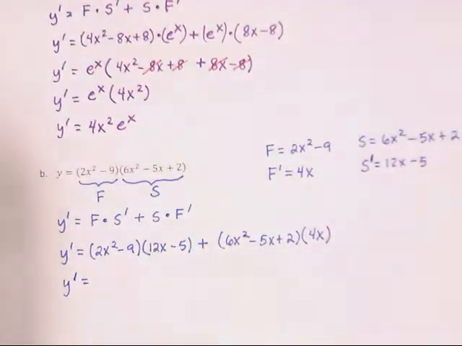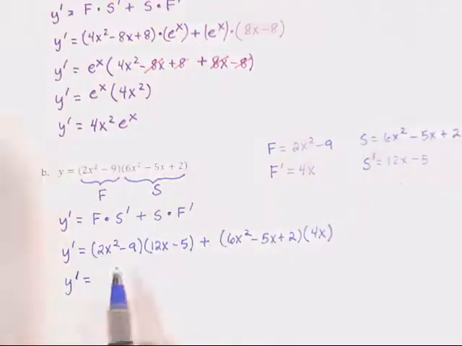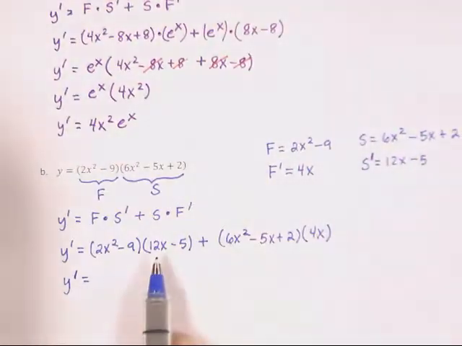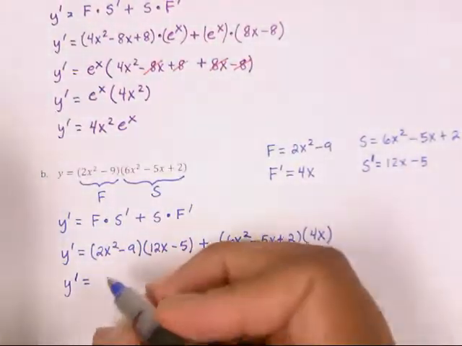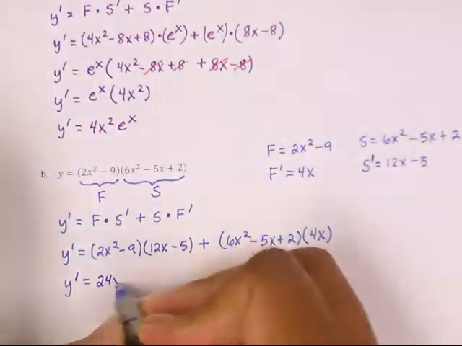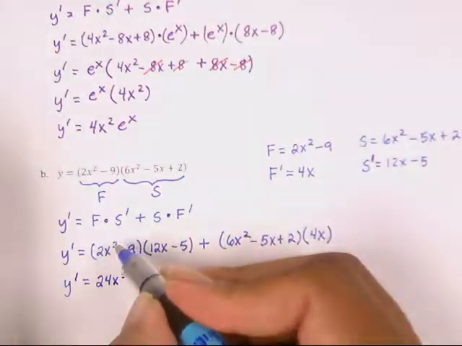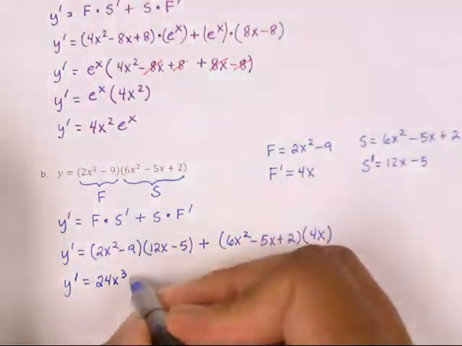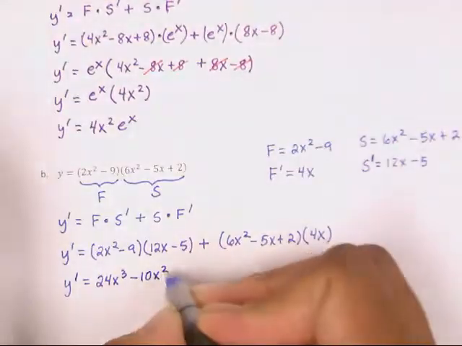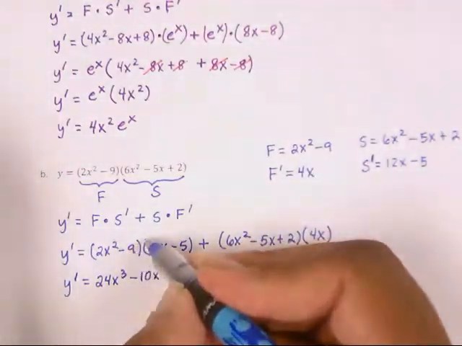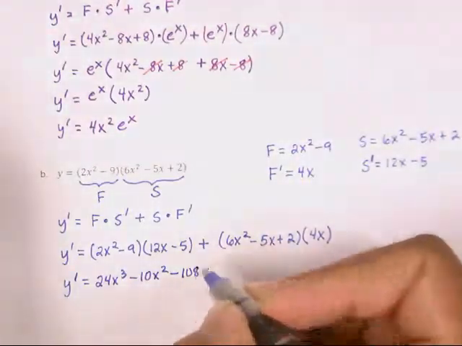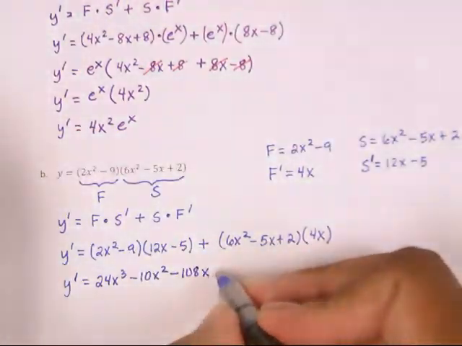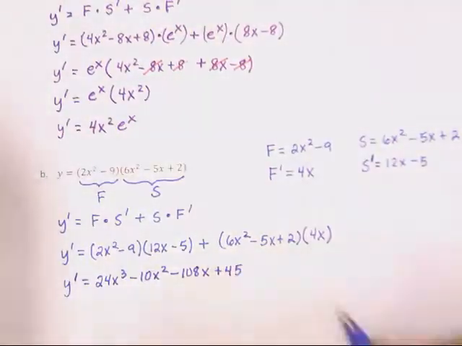And now I'm going to simplify this first term, or this first product, using the FOIL method. So in this case here, when I do 2x squared times 12x, that's going to be 24x cubed. And then 2x squared times the minus 5 will be a minus 10x squared. And then minus 9 times 12x will be a minus 108x. And then minus 9 times the minus 5 will be plus 45.